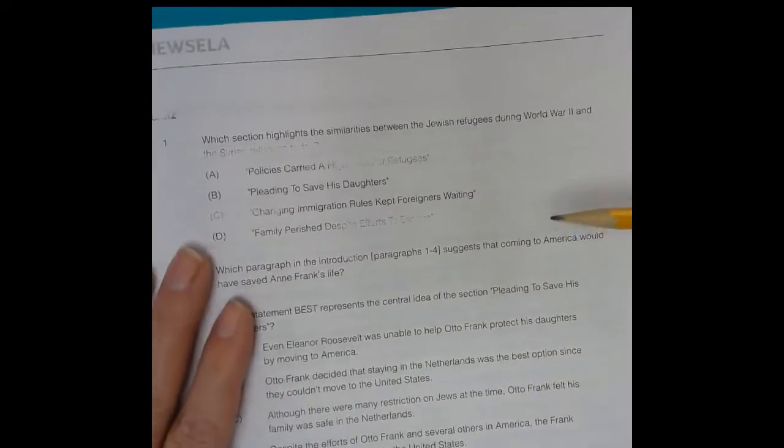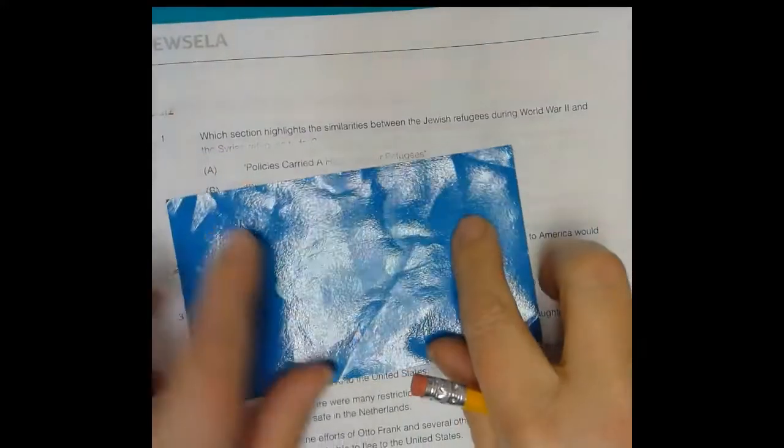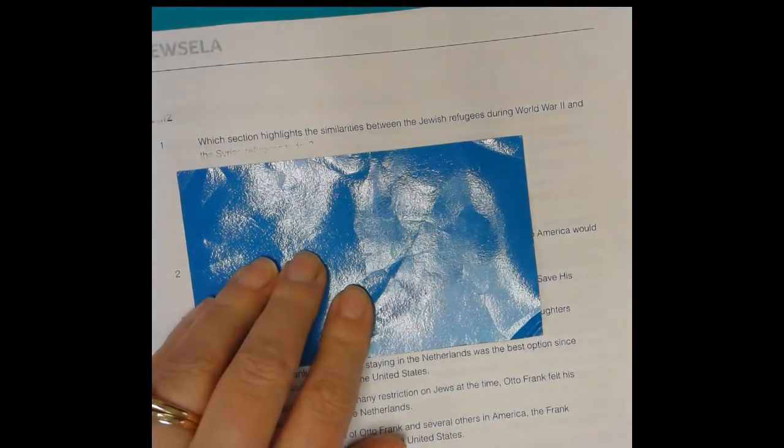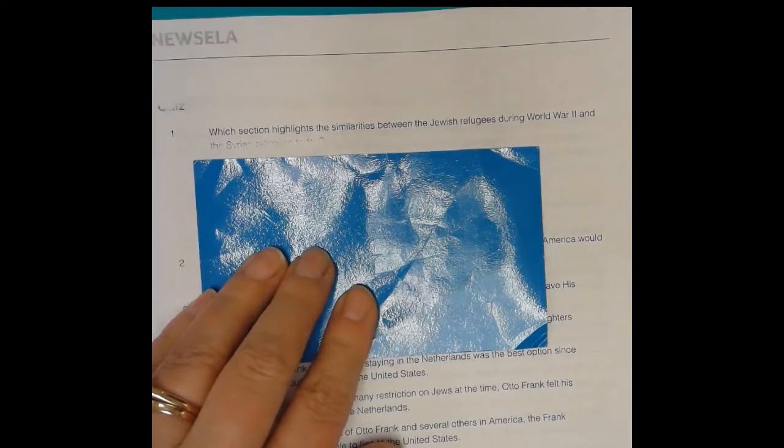So our first question, question 1, and I know this isn't the best copy of it. Your copy should be clearer. The first one says, which section highlights the similarities between the Jewish refugees during World War II and the Syrian refugees today? The first thing I want to encourage you to do is cover up the answer choices. If you cover up the answer choices and you make a decision by yourself before you look at them, you're not going to be tricked into doing something that's probably incorrect.